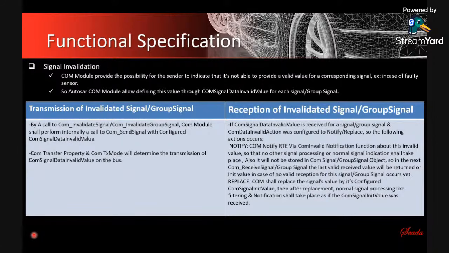So I will agree from the beginning with the receiver ECU: take care. If you received this value from me, it means that I'm not able to provide you with the right value right now because there is some fault on my side. And this is how we use the signal invalidation.